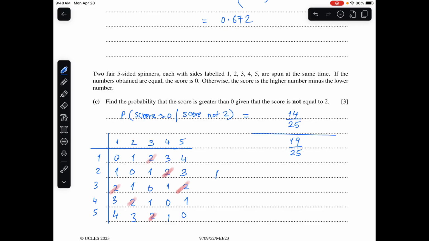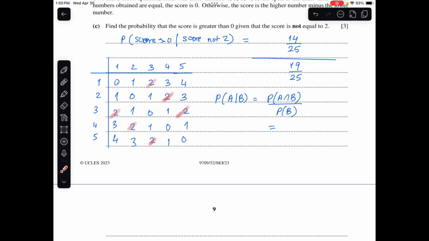Remember, the rule is probability of A given B is probability of A intersection B divided by probability of B. So probability of not 2 is going to come in the denominator. Our calculation simplifies to 14 over 19. Alright, you can leave it as 14 over 19, or you may want to write it as a decimal, but this is acceptable, right? Let's move on to the next question.